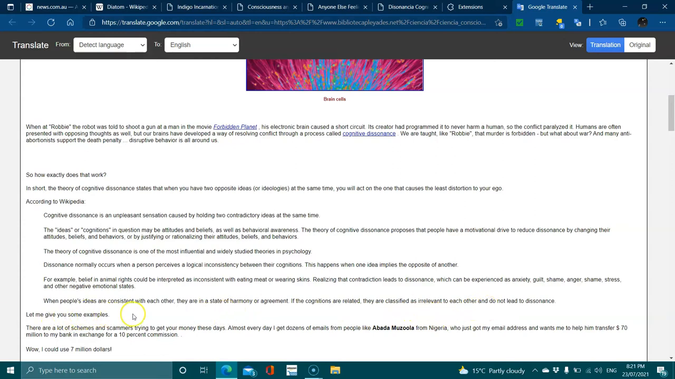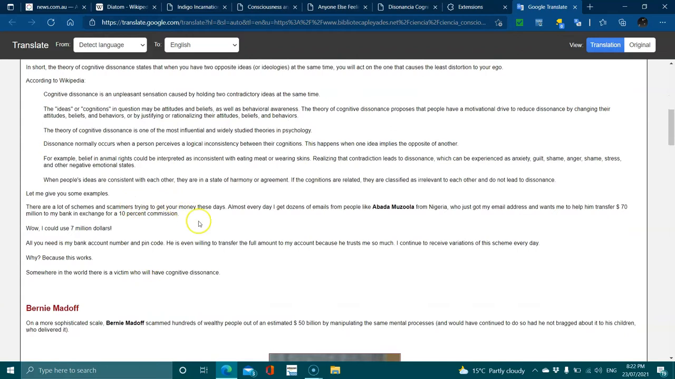Let me give you some examples. There are lots of schemes and scammers trying to get your money these days. Almost every day I get dozens of emails from people like Abba Muzala from Nigeria, who just got my email address and wants me to help him transfer $70 million to my bank in exchange for a 10% commission. Wow, I could use some of that $7 million. All you need is my bank account number and a PIN code. He is even willing to transfer the full amount to my bank account because he trusts me so much. I continue to receive variations of this scheme every day.